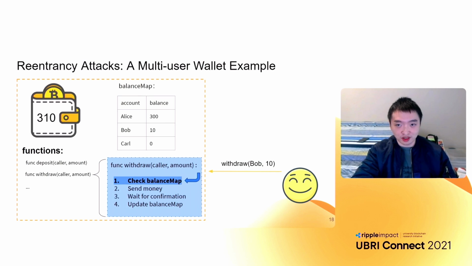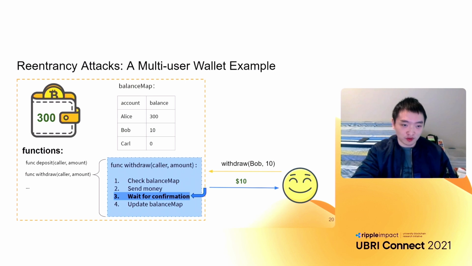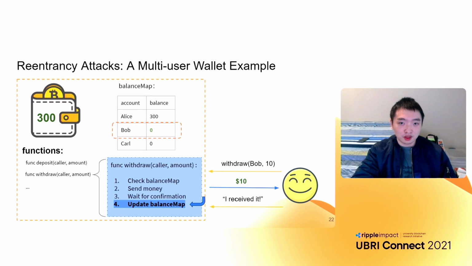Suppose a user like Bob wants his $10 back, then Bob calls this function, and the wallet will first check if Bob has enough money. If so, the wallet sends the money to Bob and waits for confirmation. Once Bob confirms it, the wallet updates the balance accordingly. So now Bob has no money in this wallet. It looks all fine as expected.